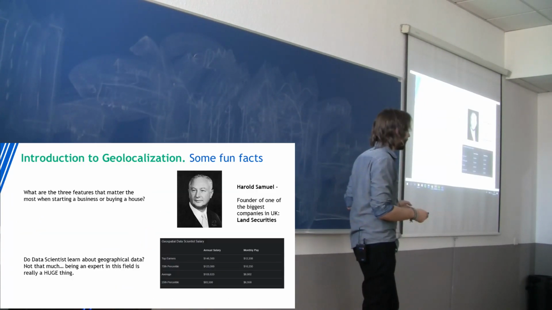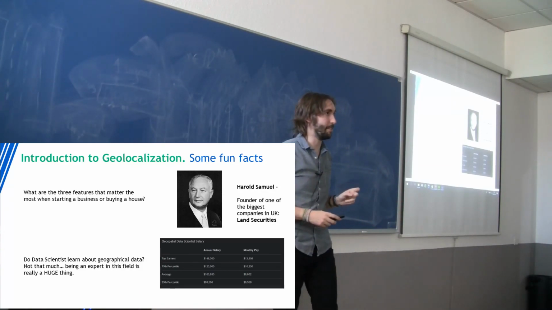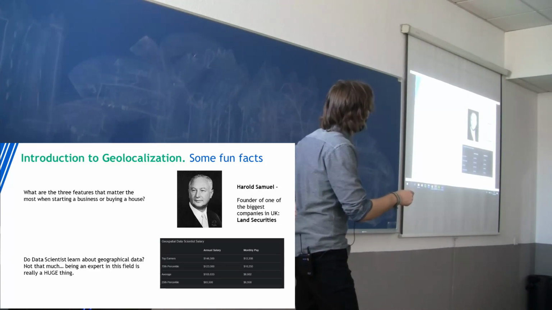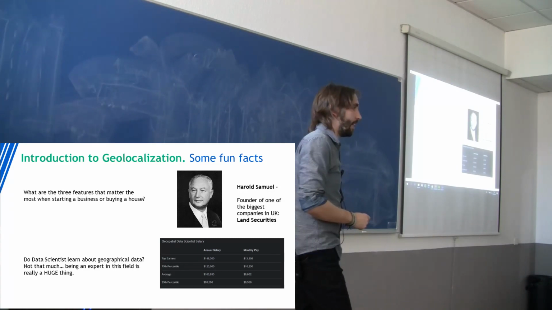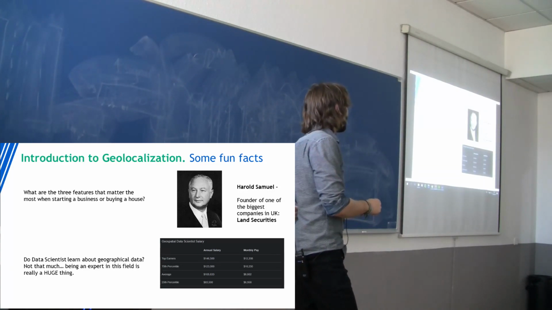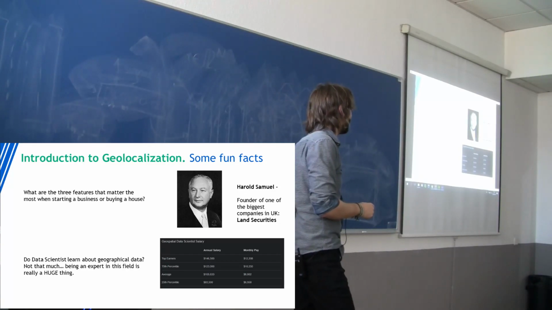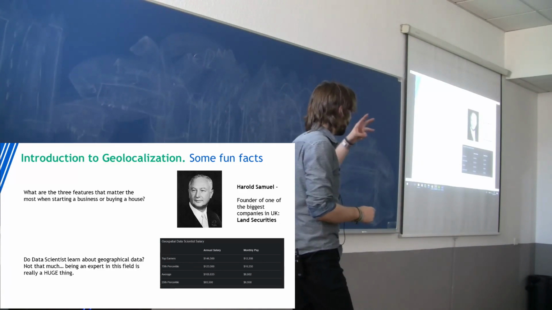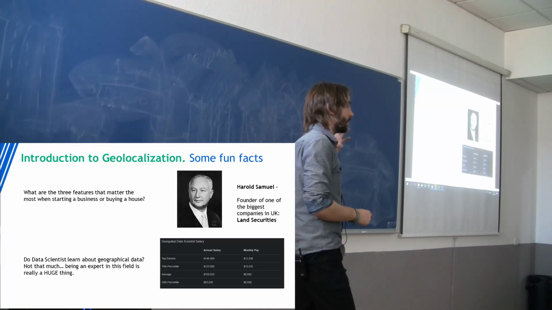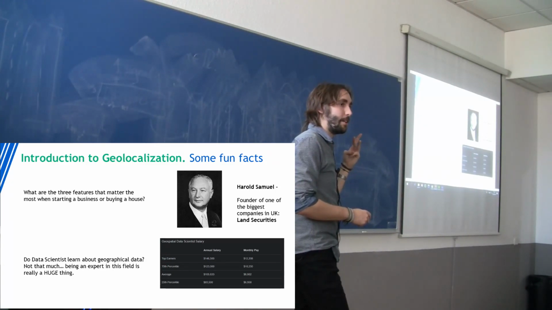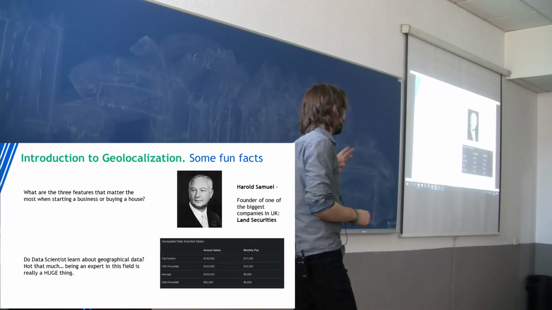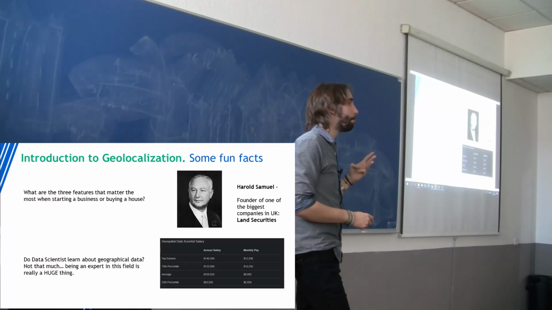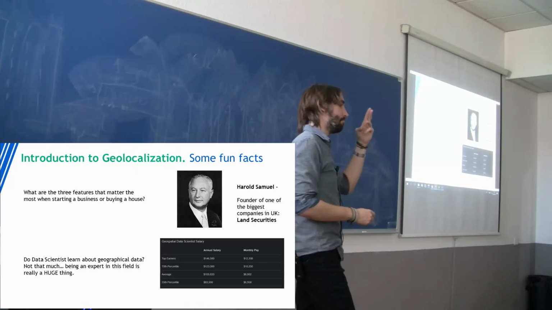And now some fun facts. And this is the last slide for the first part. This is Harold Samuel. Okay, this is the founder of one of the biggest companies in the UK, Land Securities. And when he was asked, what are the 3 features that matter the most when starting a business or buying a house, 3 features. What do you think he answered? What are the most important features when buying a house or starting a business? Location, okay, that's one.